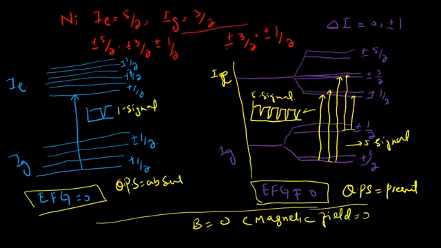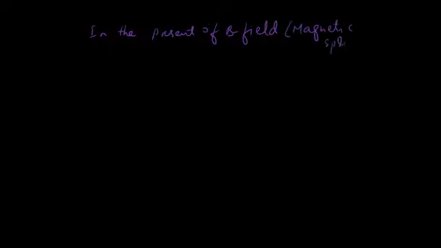Now we will go to what happens to the Mossbauer spectrum of nickel in the presence of a magnetic field. So when a magnetic field, the B field, is present, then there is the magnetic splitting or hyperfine splitting for nickel. Now the splitting will be like this one.